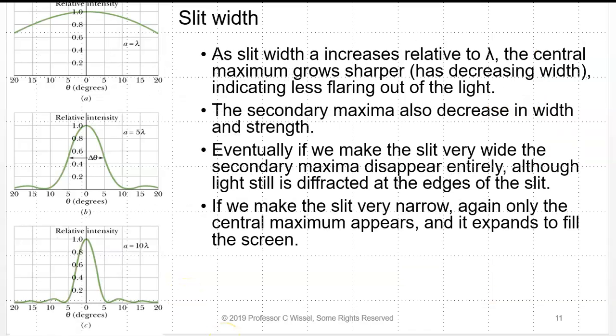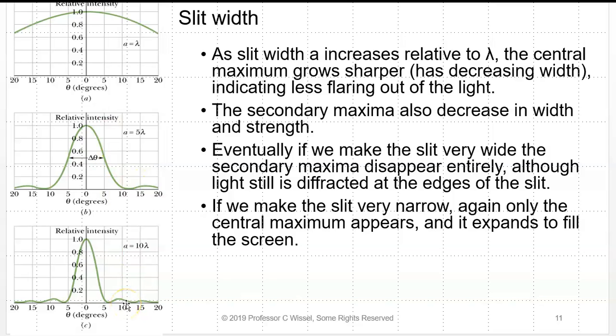Now, as you change the slit width, this is what happens. As the slit width increases, here a is approximately equal to the wavelength of light. Here a is 5 times the wavelength of light. Here a is 10 times the wavelength of light. So the central maximum grows sharper. That has decreasing width. This indicates less flaring out of the light. The secondary maxima also decrease in width and strength.